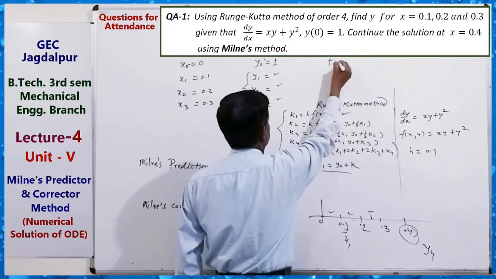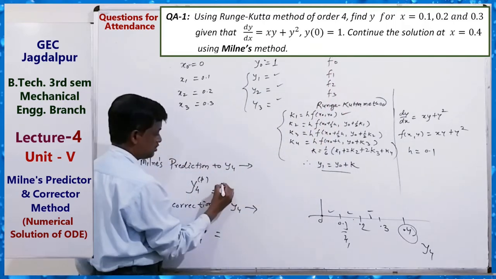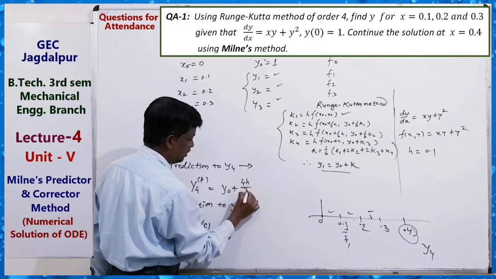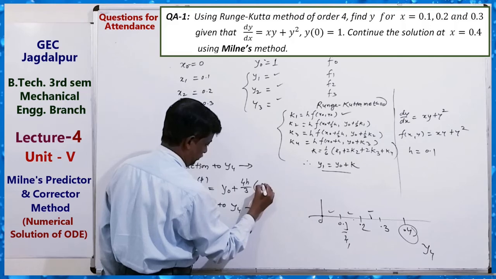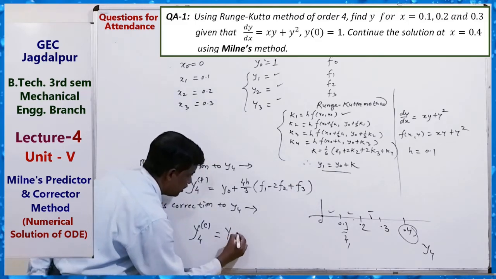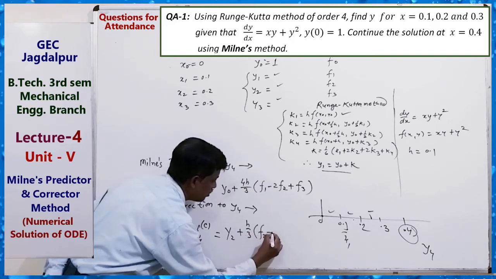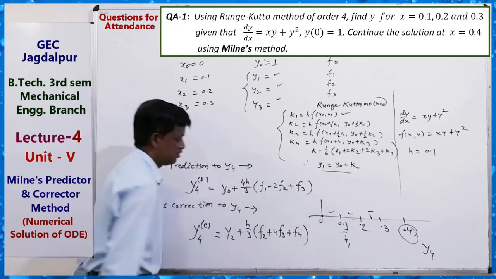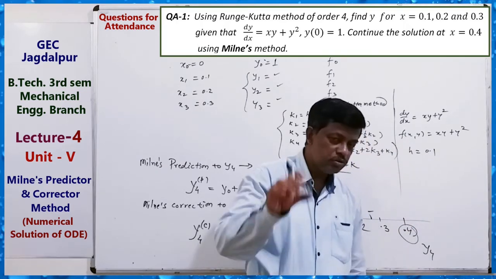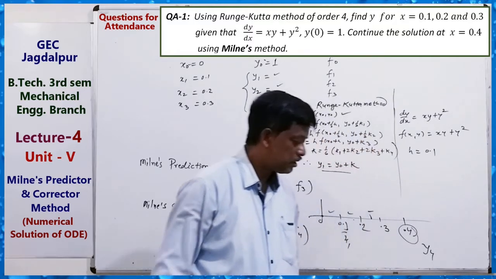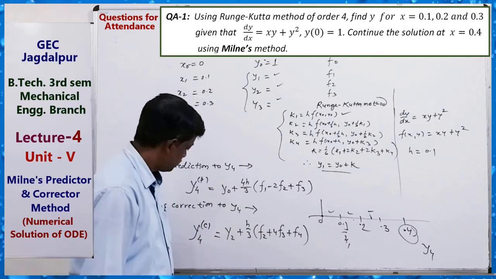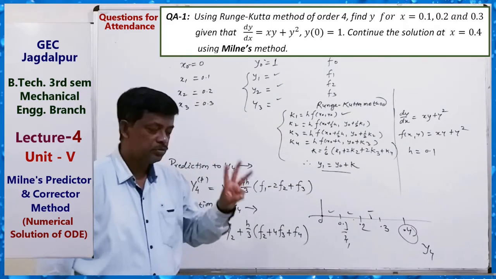Now using these values you can get f0, f1, f2, f3. These values can be used here: y4 equals y0 plus 4h upon 3 times (2f1 minus f2 plus 2f3). This is the prediction formula. The correction formula is y4 equals y2 plus h by 3 times (f2 plus 4f3 plus f4). You can correct the value 2-3 times for these questions. In the last question I have done only one correction. You have to do 2, 3, 4 corrections.